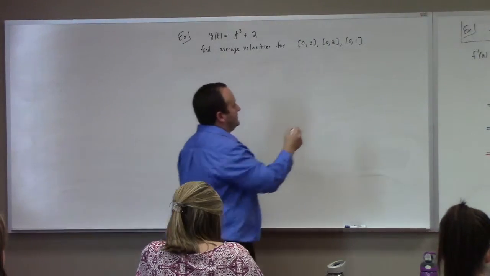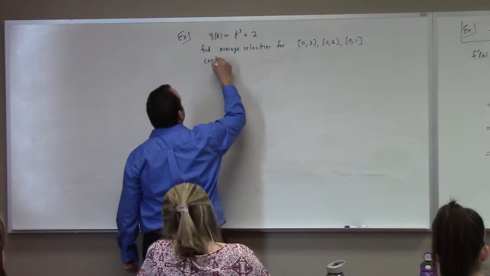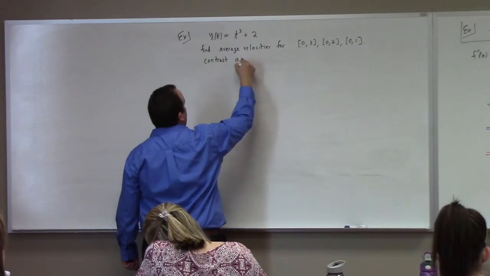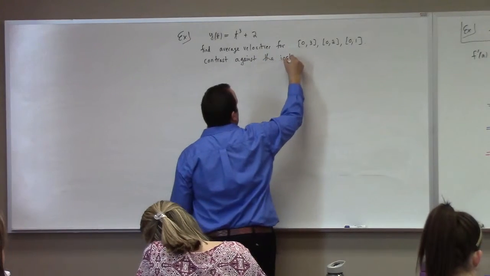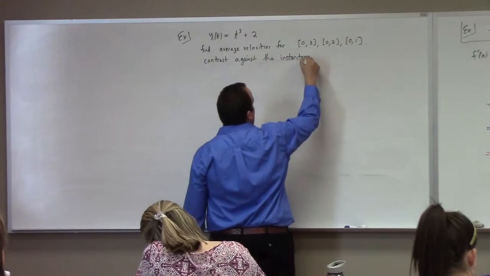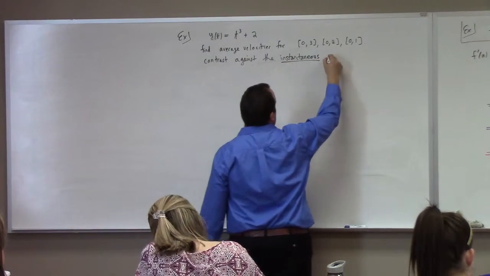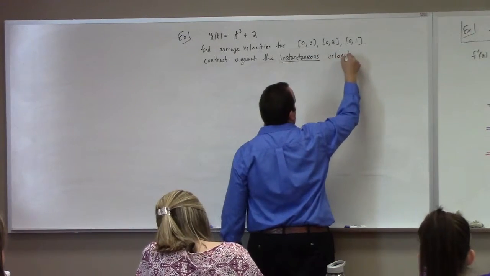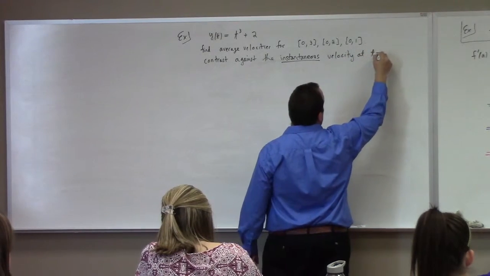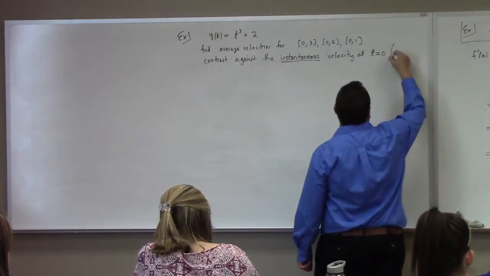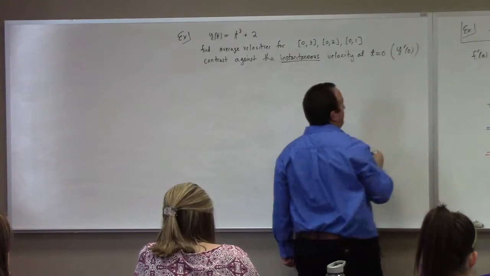And then contrast against the instantaneous velocity. Instantaneous velocity at time t equals 0. Which, by the way, by definition, that is y prime of 0, is the instantaneous velocity, okay?